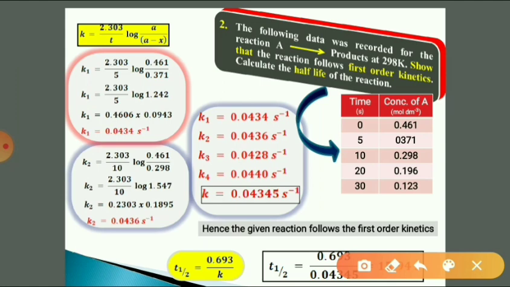Now the recorded data is time and concentration of A. At 0 second, the concentration of A is 0.461 mole per dm cube. At 5 seconds it is 0.371, at 10 seconds it is 0.298, at 20 seconds it is 0.196, and at 30 it is 0.123. So this is the data.